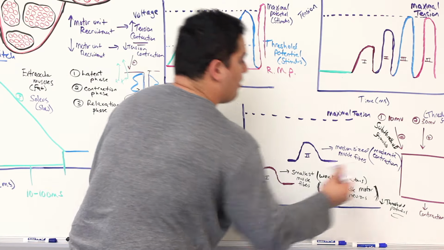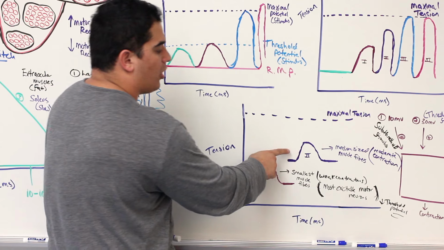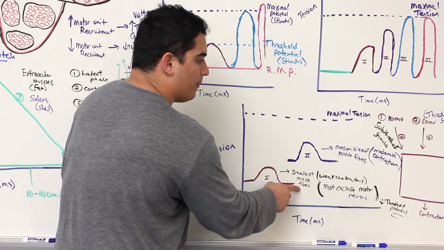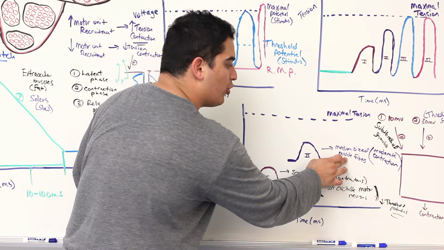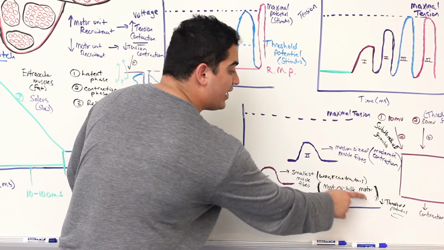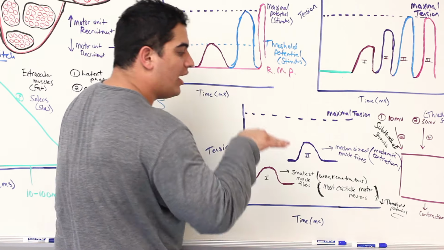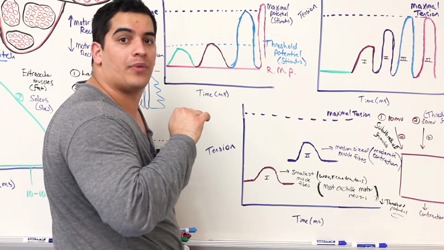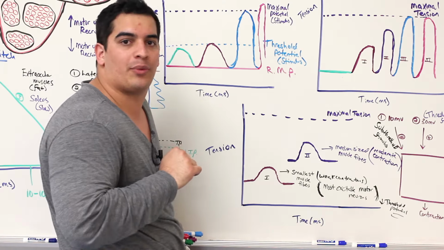What else did we say? Not only is it going to generate some moderate contraction, these ones are not going to be as excitable as this one. So it's going to get recruited later, or second, because the threshold potential of the neurons innervating this is a little bit higher, okay? It has a little bit higher threshold potential.